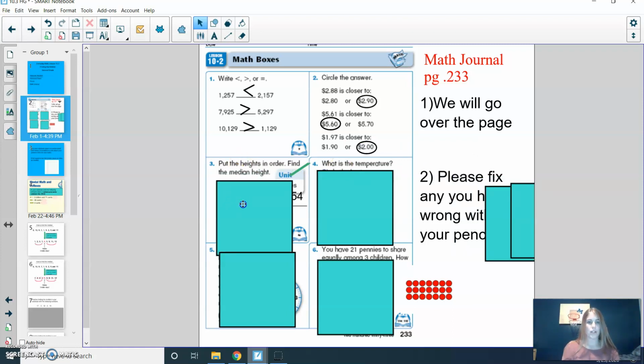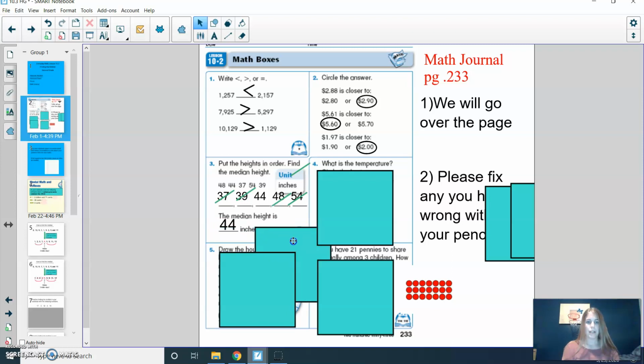Put the heights in order and then find the median height. So I started with putting them in the order 37, 39, 44, 48, 54. In order to find the median, I then crossed off the smallest and then the largest, smallest and then the largest, until I had my last number, my middle number, also known as my median, which is 44.